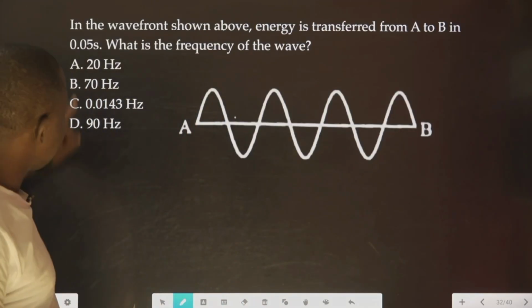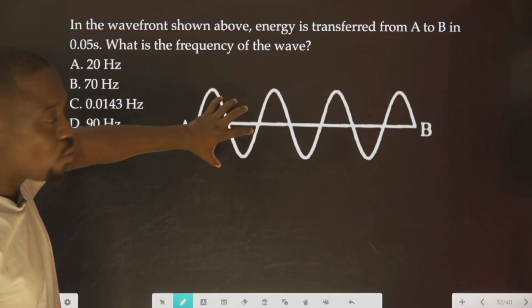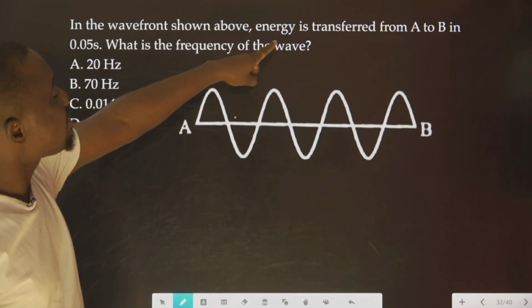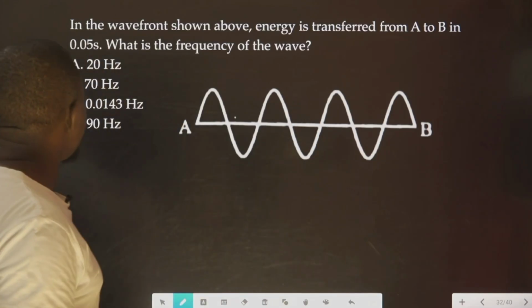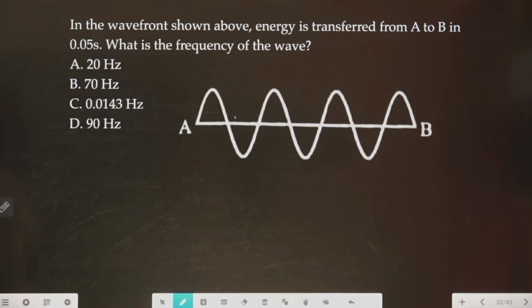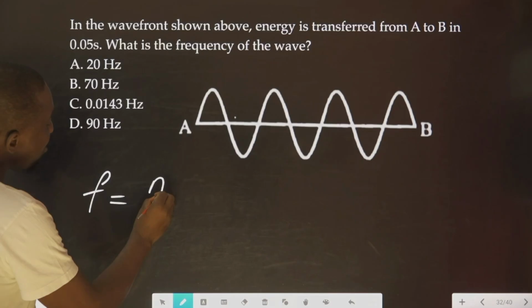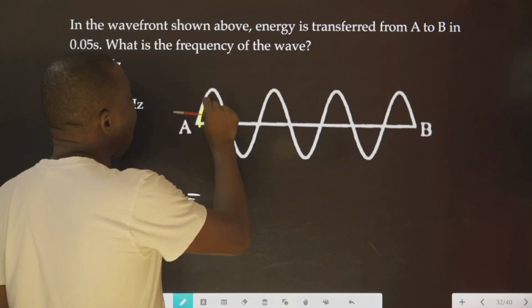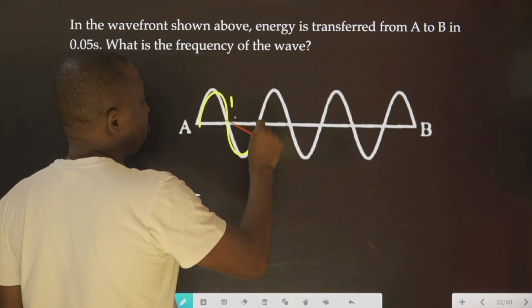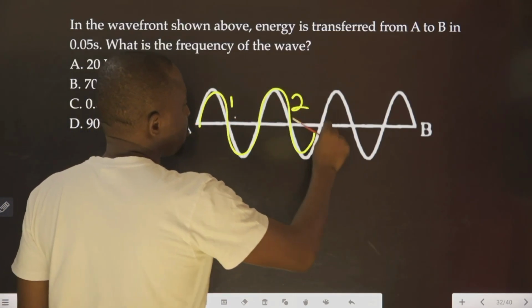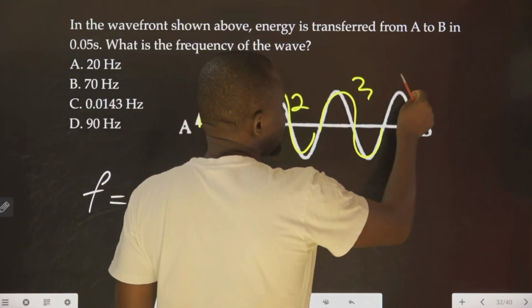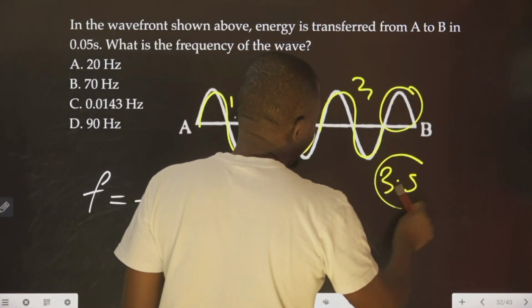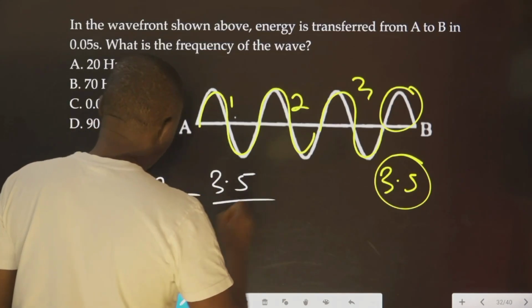Let's look at this. It says what? In the wavefront shown above, energy is transferred from A to B in 0.05 seconds. What is the frequency of the wave? The frequency of the wave is equal to the number of cycles all over time. How many cycles are you seeing here? That is 1, 2, 3. This is half. That is 3.5, all over.